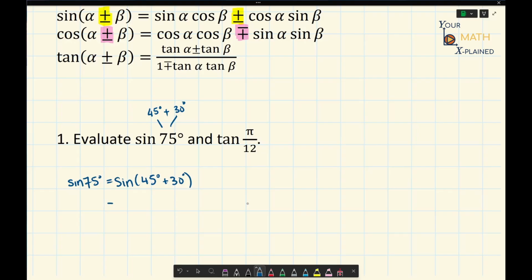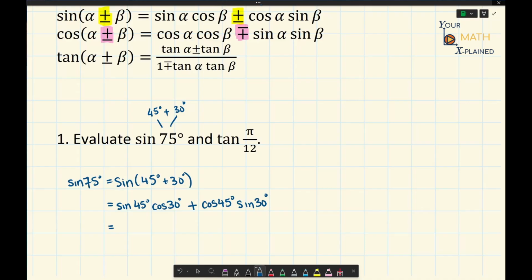So that tells us this is equal to, and I have the formula up top, this would be sine of the first angle multiplied by cosine of the second angle, and then we keep the same sign, so plus. And now we have cosine of the first angle multiplied by sine of the second angle. And now we're able to evaluate all of these without a calculator.